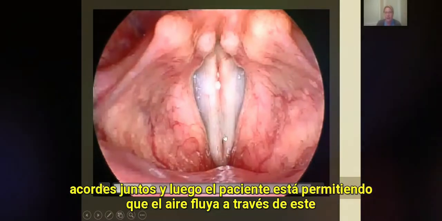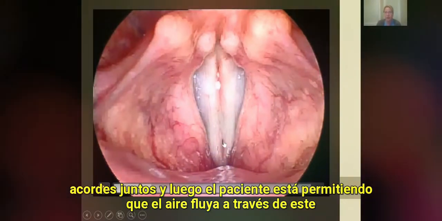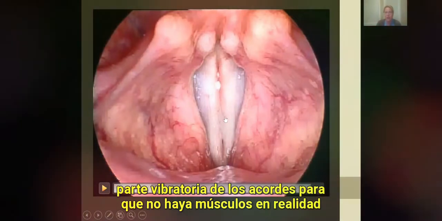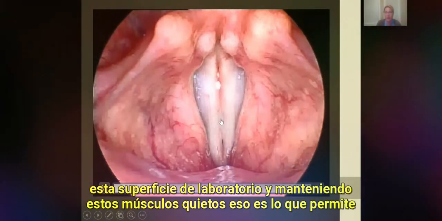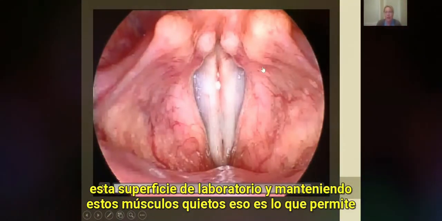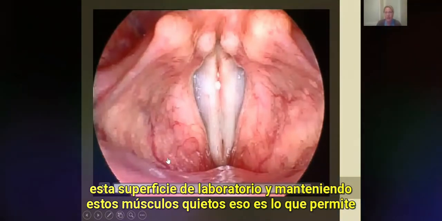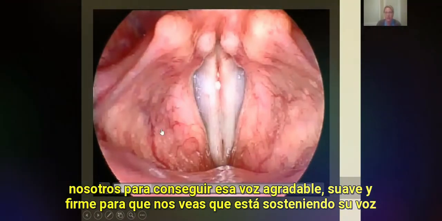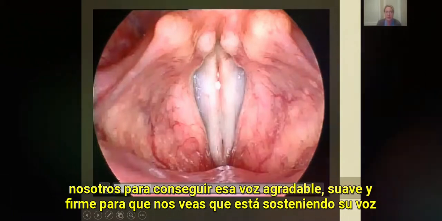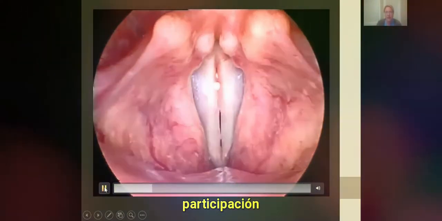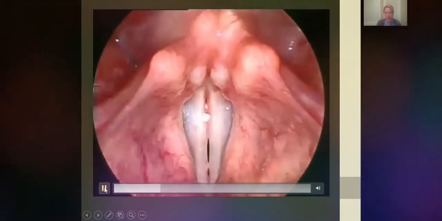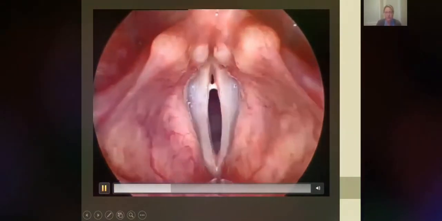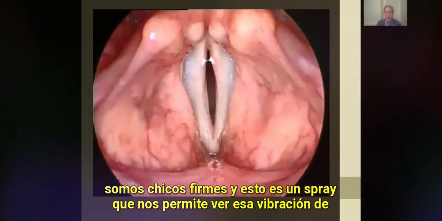And then the patient is just allowing air to flow through this vibratory portion of the cord. So there's no muscles actually right in this vibratory surface. And by holding these muscles still, that's what allows us to get that nice, smooth, steady voice. So you'll see as he's holding his voice, holding this E, we get that nice, smooth, clear, steady voice.